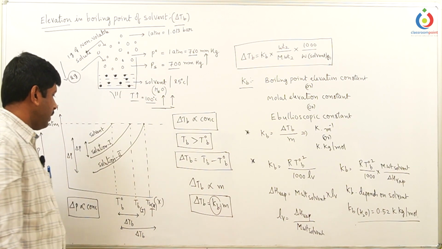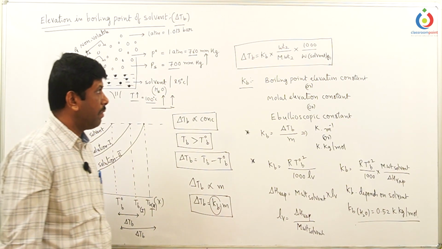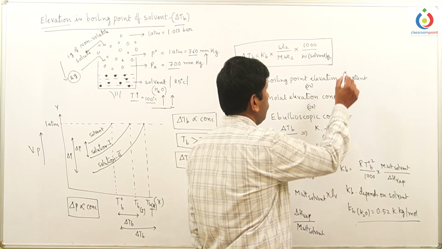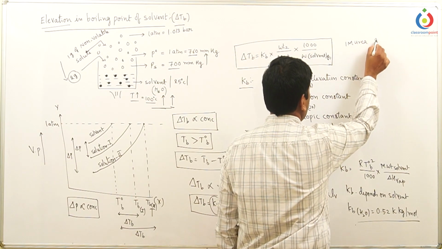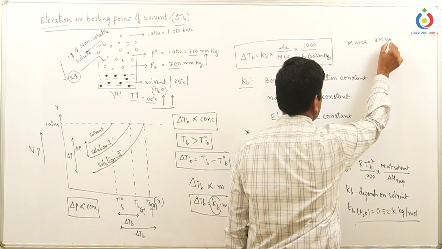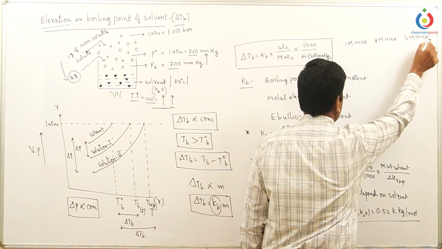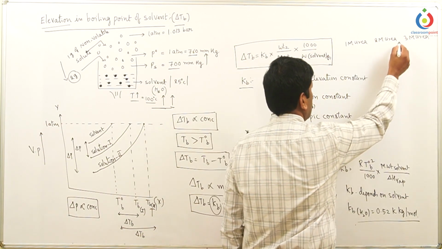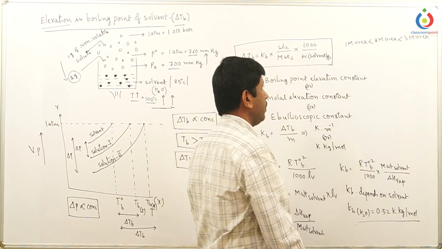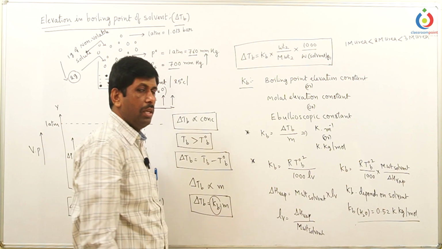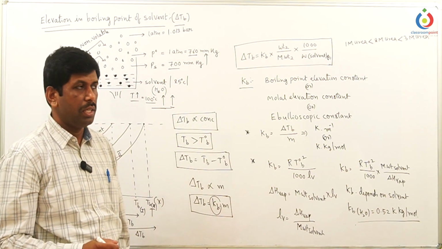So from this it is very clear that when the concentration of the solution increases, automatically the boiling point value also increases. If you take 1 m urea solution, 2 m urea solution and 3 m urea solution, the boiling point order is: 3 m urea solution has a higher boiling point than the 2 m urea solution, and 2 m is more than the 1 m urea solution. When concentration increases, boiling point also increases.